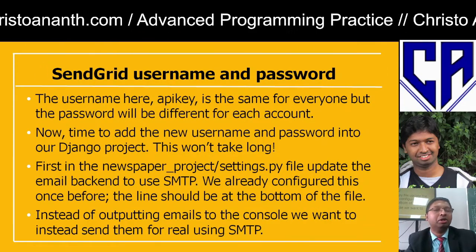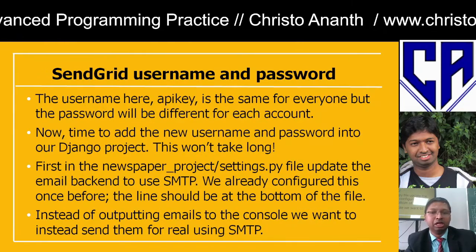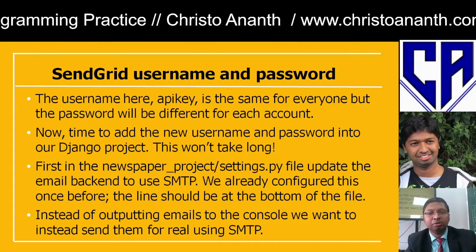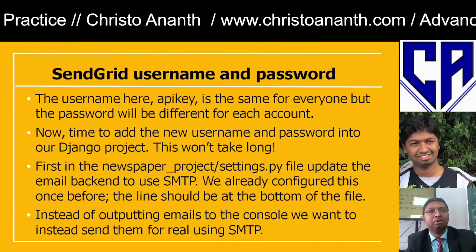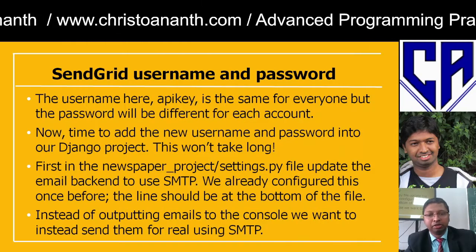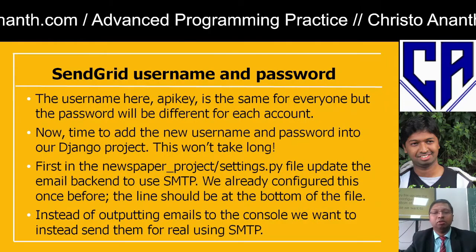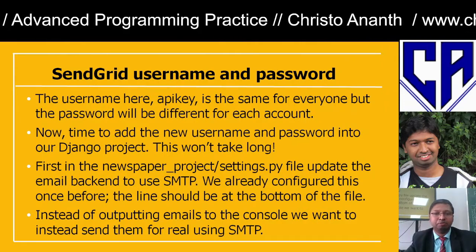So this one you can add it with the Django project. Okay, so in the newspaper project settings.py file, you maybe update the username and the password, nothing but the email backend to use the SMTP. So instead of outputting the emails to the console, maybe we can send them using the SMTP.